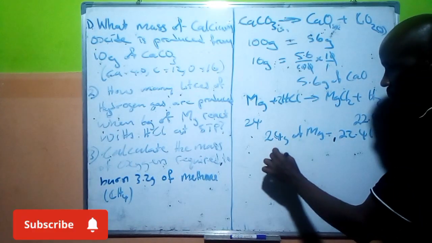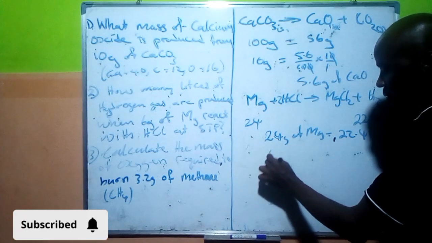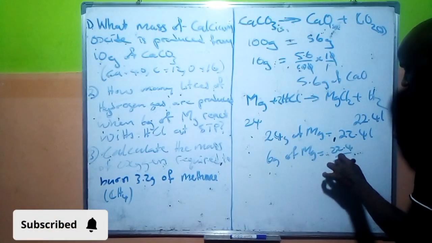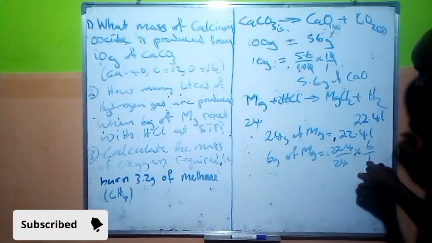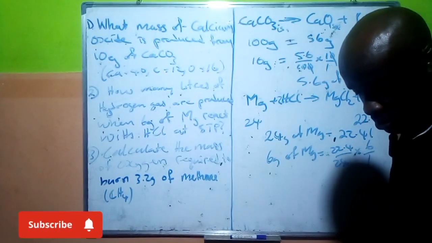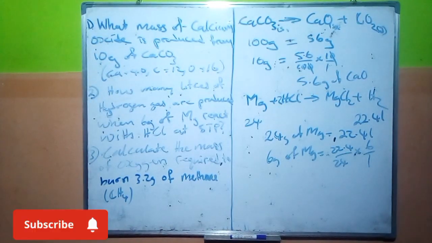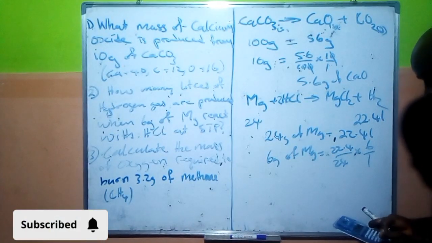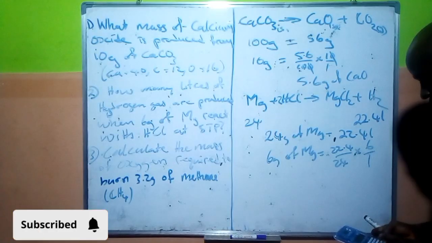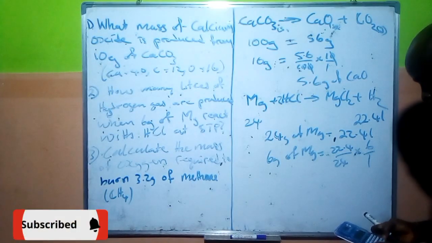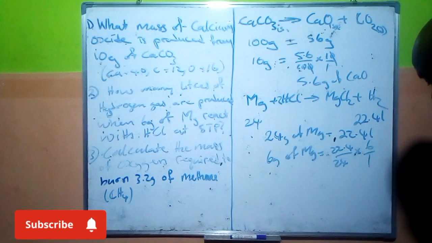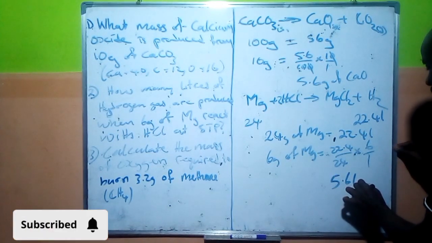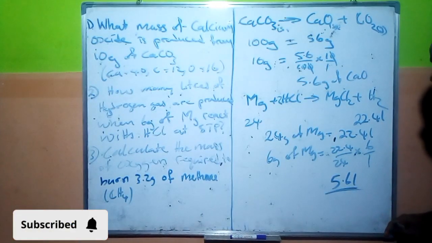So now we look at 6 grams of magnesium. It will then be 22.4 over 24 times 6 over 1. So let's find out what we get. 22.4 times 6 divided by 24. Our final answer here is 5.6 liters. 5.6 liters, that's what we get.